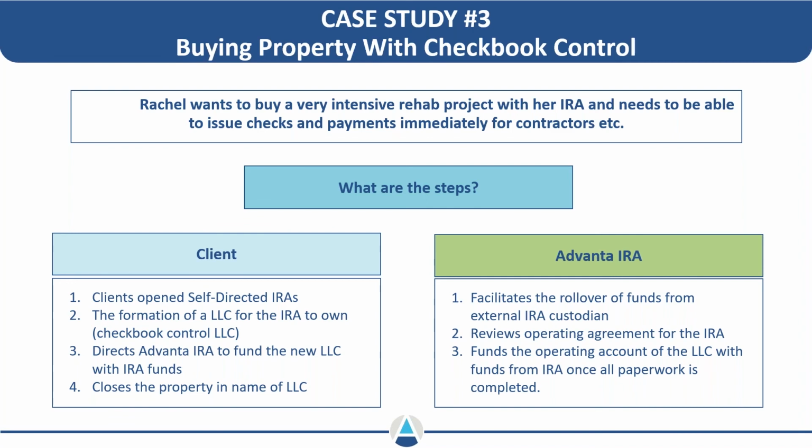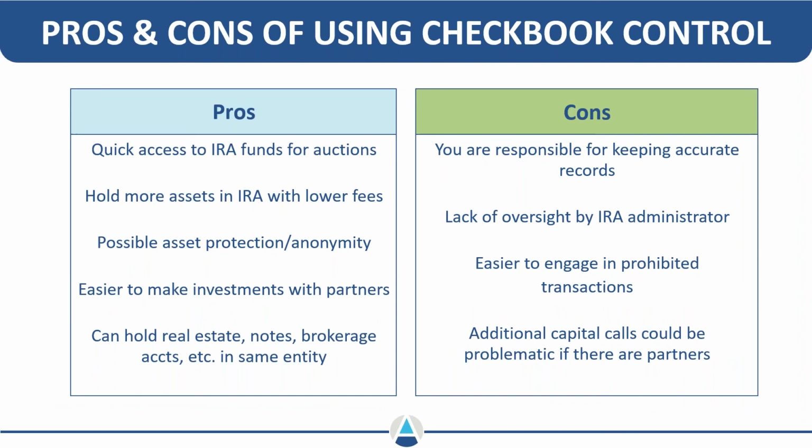Once we have reviewed the IRA vesting on the LLC operating agreement and Rachel has opened up the business checking account for that LLC, we'll fund the operating account of the LLC with the funds from the IRA once all of the paperwork is completed. And then from there, Rachel's going to be the one writing all the checks, administering all of the assets, paying for contractors, collecting all the sale proceeds when it sells into that LLC bank account, and going forward from there.